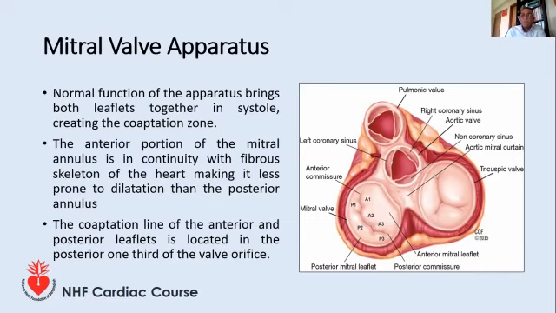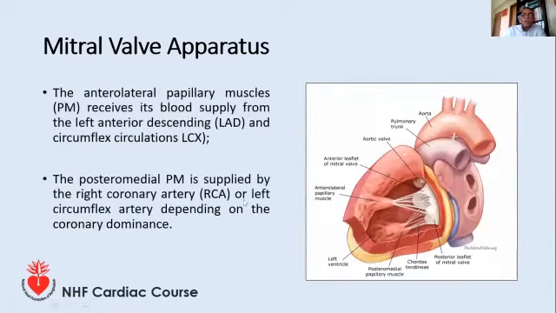So normal function of the apparatus brings both leaflets together in systole, creating the coaptation zone, which is located in the posterior one-third of the valve orifice. Valve leaflets are attached to the papillary muscles through chordae tendineae.